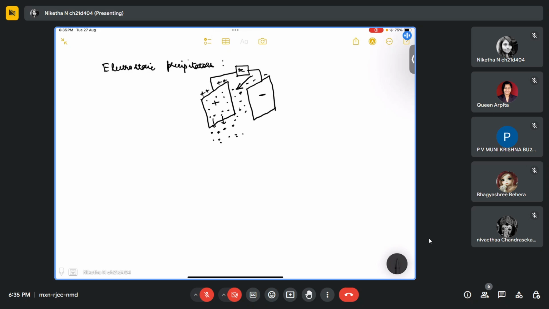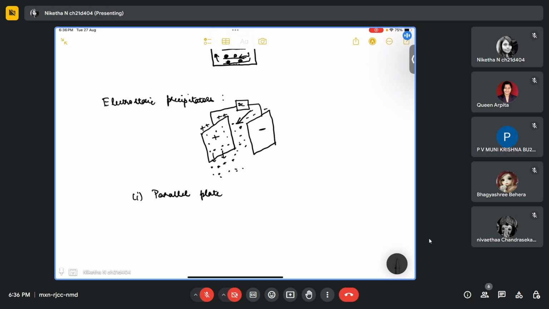So you have two different configurations of this. One of them is the parallel plate type, which is very similar to this. You have two parallel plates and the DC power source. It is connected to an electric power source, and one of the plates becomes the cathode, the other one becomes the anode. And based on the charge of the particles, it will get attracted to the oppositely charged plate.